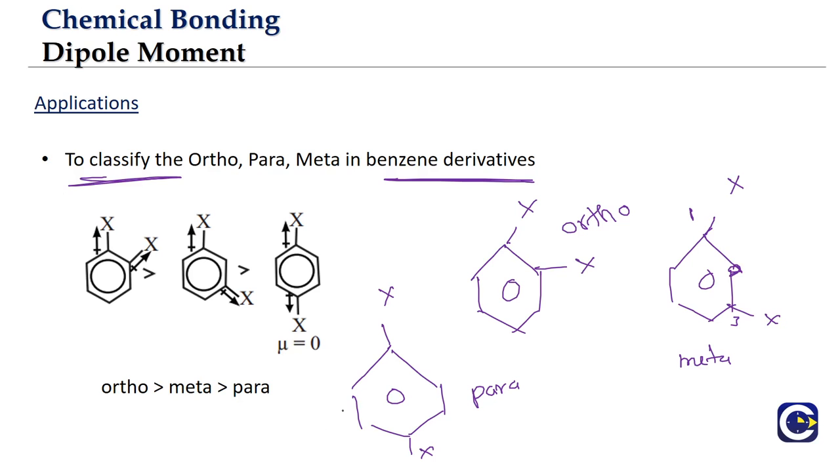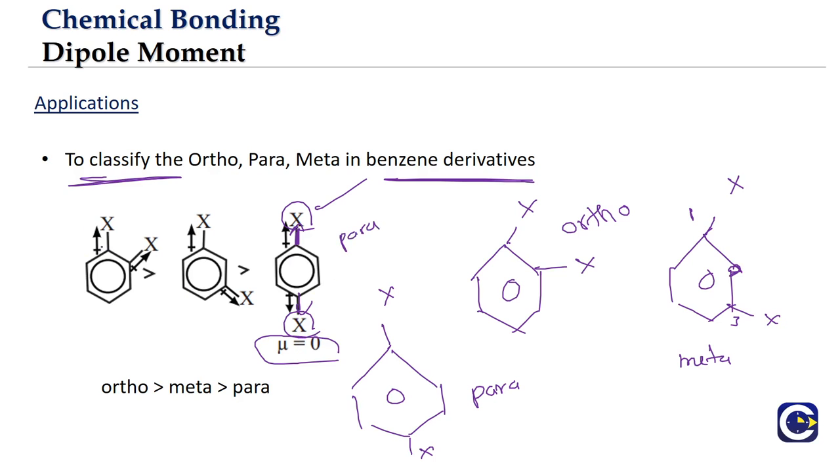Now, if you look at the para form, here we'll have the group X, and here we have the group X. The dipole moments are exactly in opposite direction, isn't it? If both are the same group, the dipole moments will exactly cancel each other. They are in opposite direction. So the dipole moment will be 0, because they will be cancelling. This is the para.